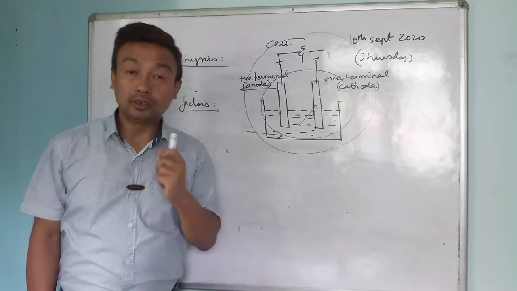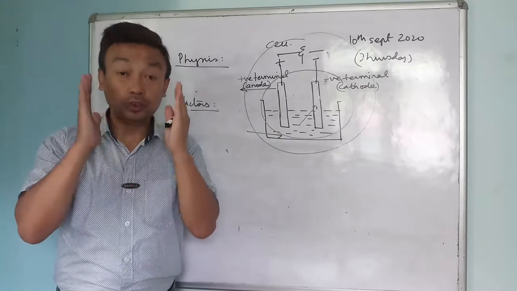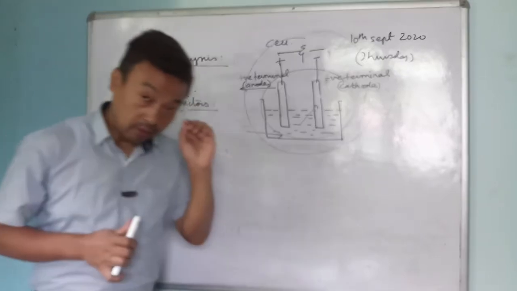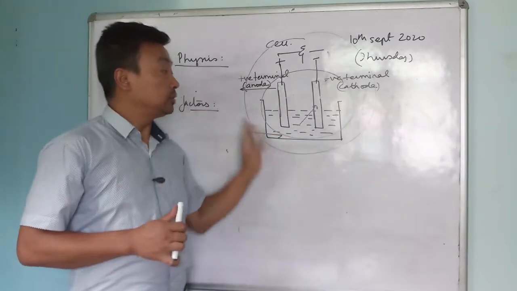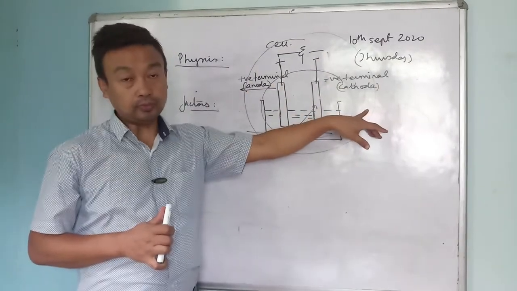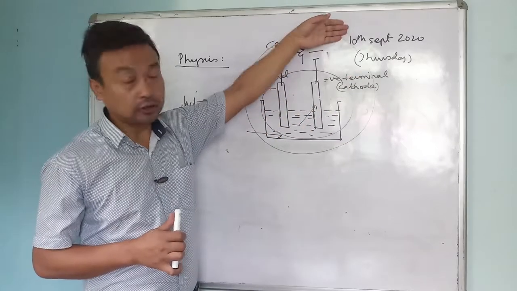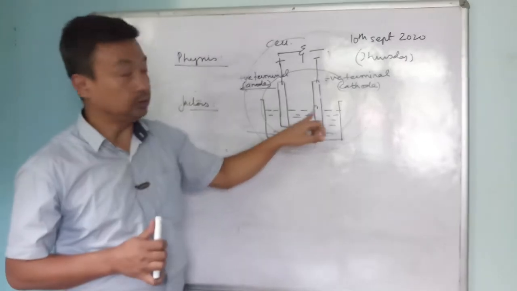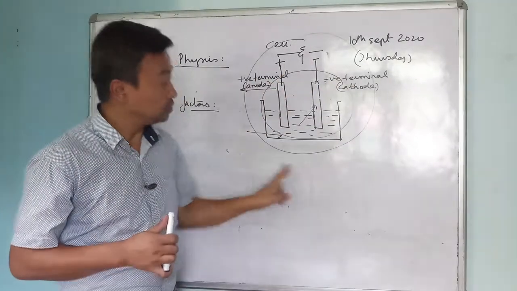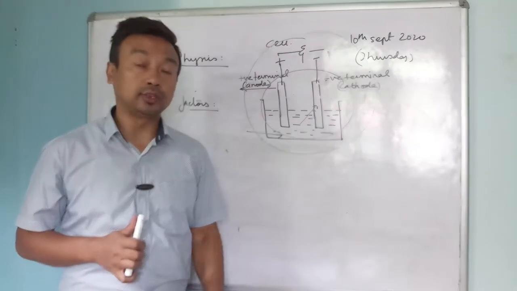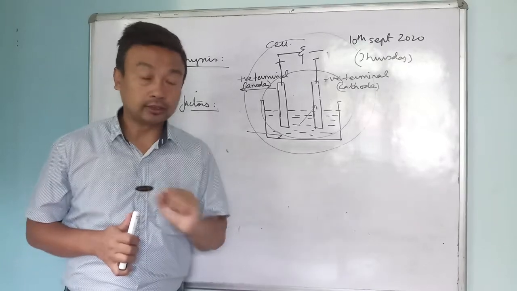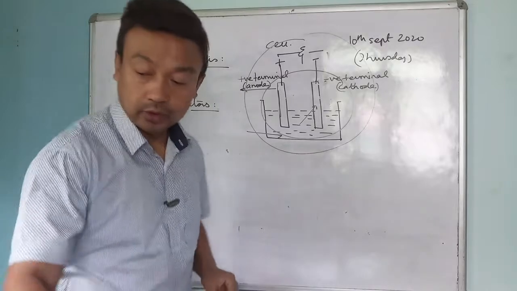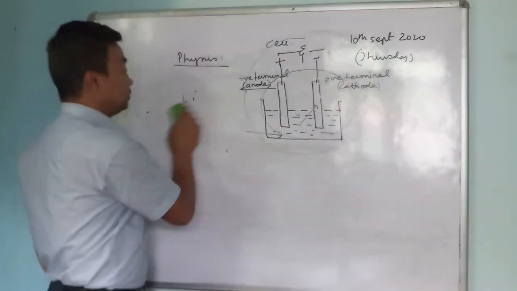The key point here in the EMF is that it is the potential difference, but in the complete circuit of a cell. That means it is outside the cell, which is in the terminals, or inside the cell, which is in the electrolyte. So the complete total potential difference of a cell is known as the EMF. Alright, now we come to the second point, that is the terminal voltage.